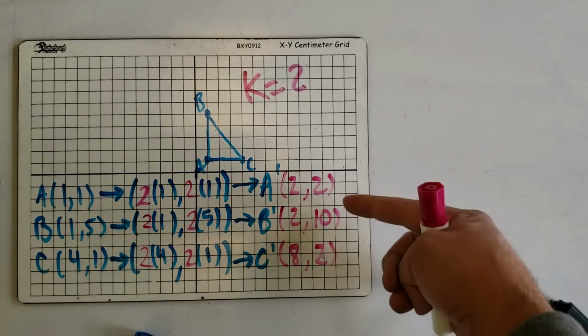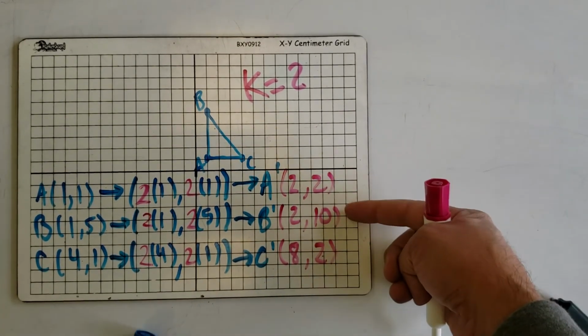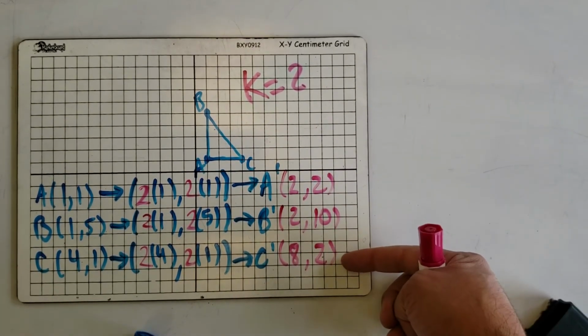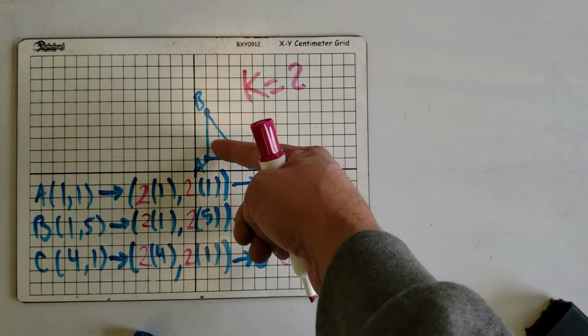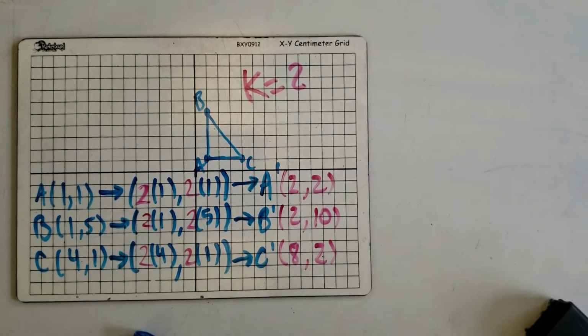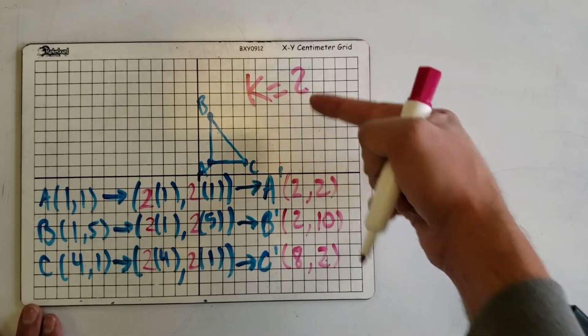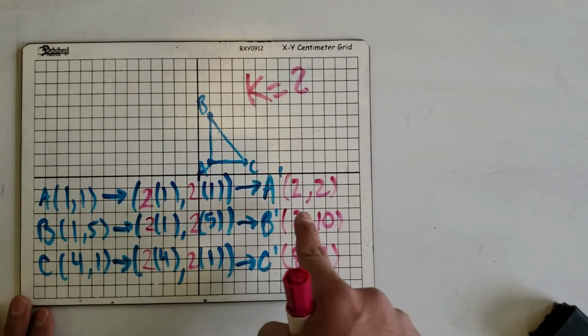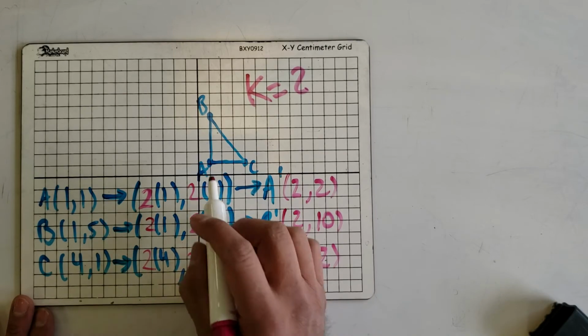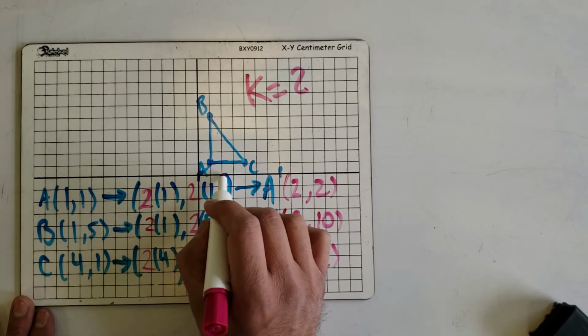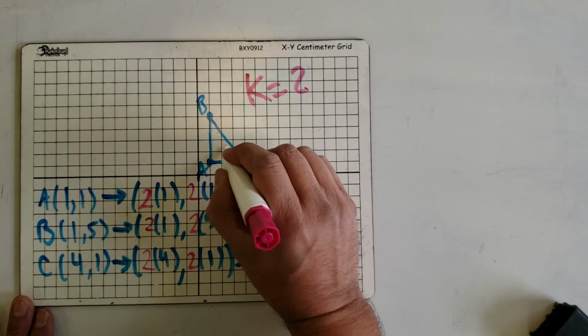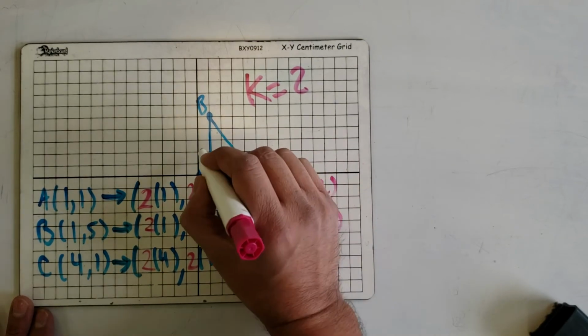So now we have all 3 of our new coordinates. We have A prime, B prime, and C prime. Okay? So what do you think is going to happen with this triangle? Is it going to get bigger or smaller? It's going to get bigger, because it's twice as big. So let's graph these points then. The first point is at 2 and 2. So I have to go over 2 and up 2. So right there. That's A prime.